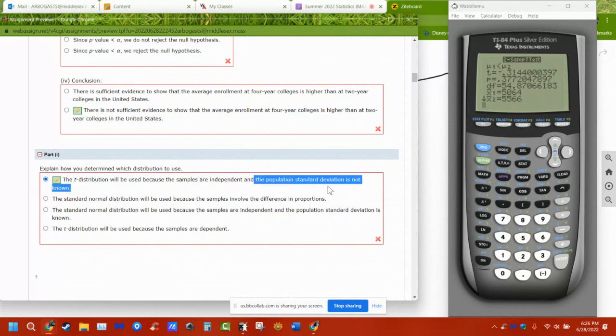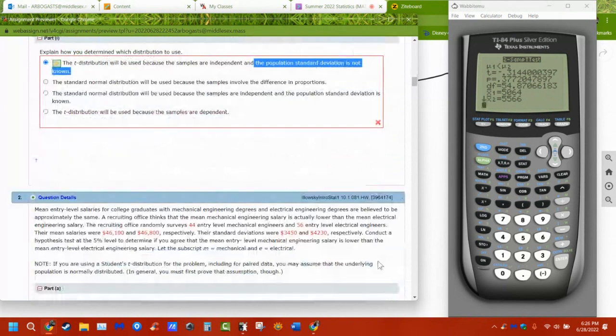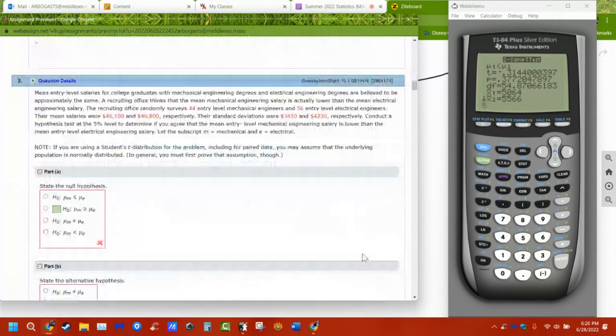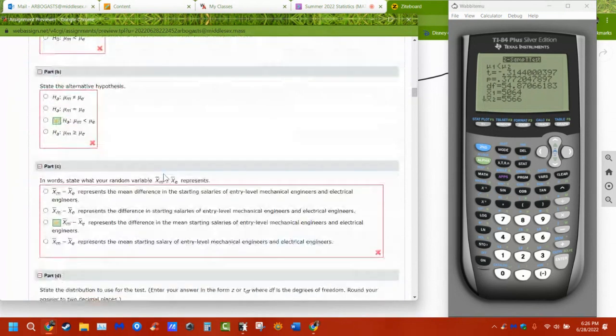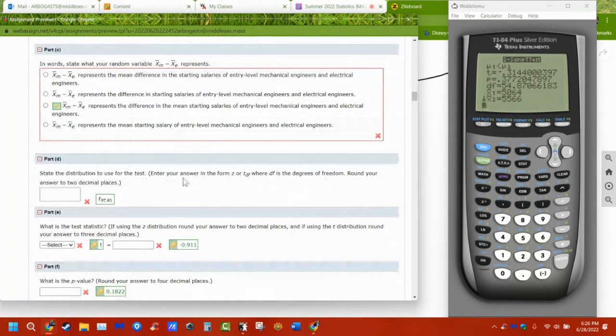We don't necessarily know that they're independent. We just assume because they're two different things. You know, we can guess that. But in this case, I believe they told us, nope, same thing.